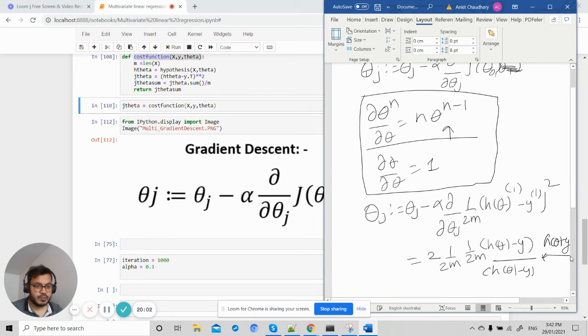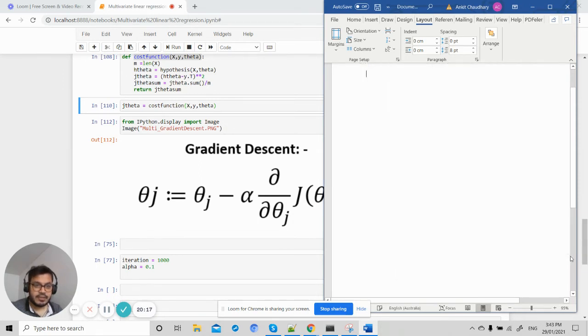with respect to theta. So we know h of theta is theta transpose of x. So if we take the derivative of this, the remaining will be x. So my final equation will be theta j equals theta j minus alpha times h of theta minus y, whole times x of j, divided by m. Okay, so this is my gradient descent equation.